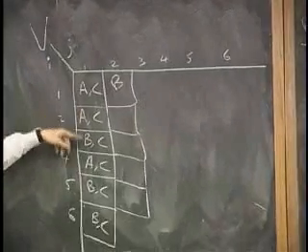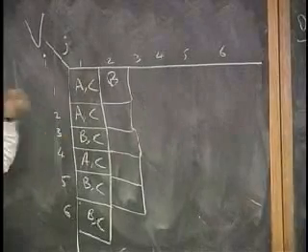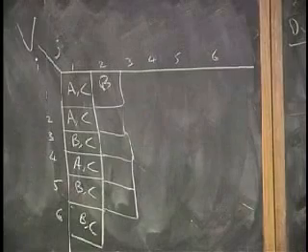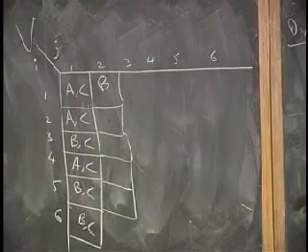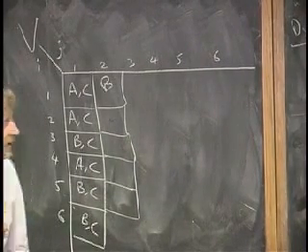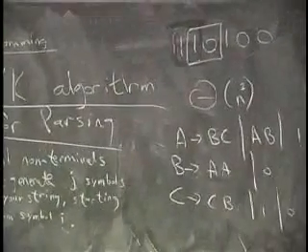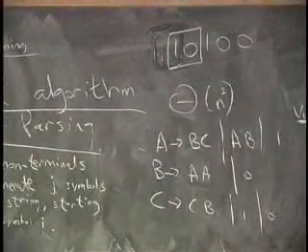Here the combinations are AB, CB, AC, and CC. Do any of those show up in any of our productions? AC does? AB and CB. And they give us what non-terminals go to those productions? A and C.